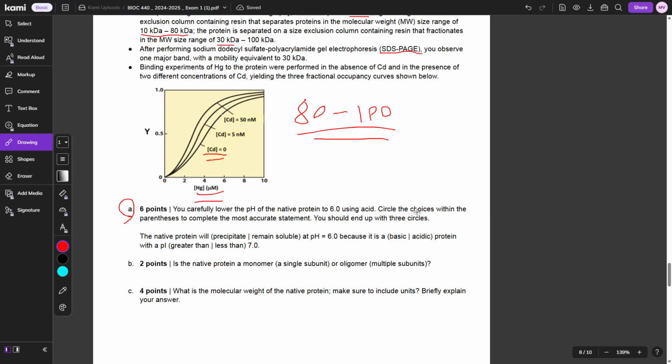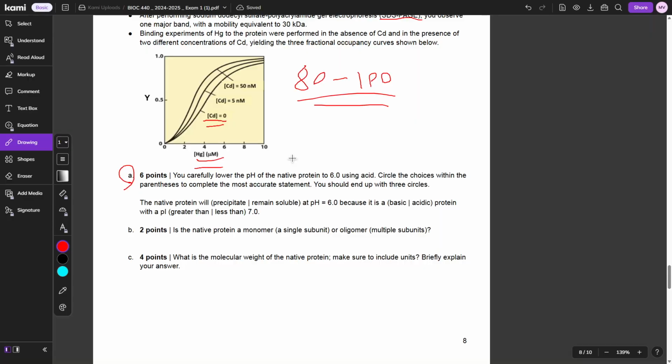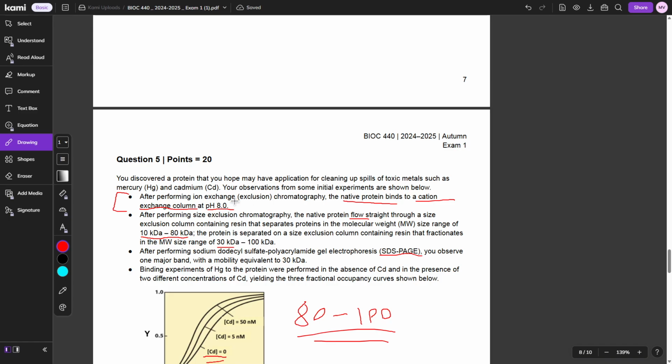So this is about the charge, which was discussed up here. We said at pH 8 it is positive. So if that's pH 6, it's also positive because we're at a lower pH, so it still must be positive. It's a positive protein, and if we make the solution more acidic, it should still be positive.